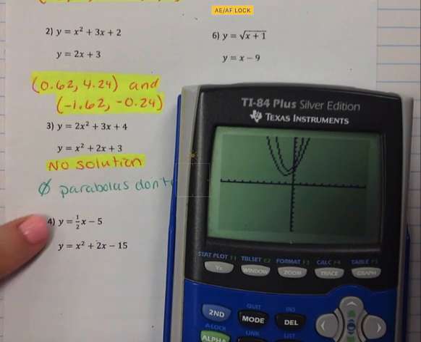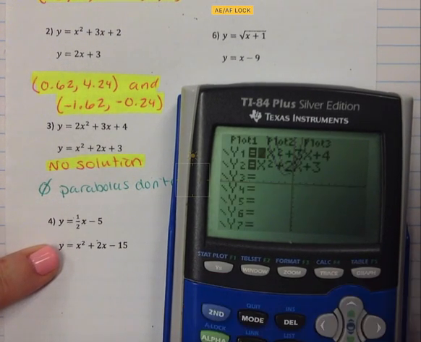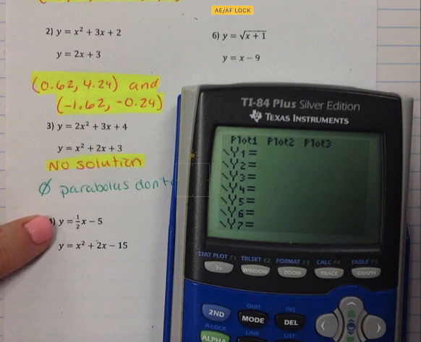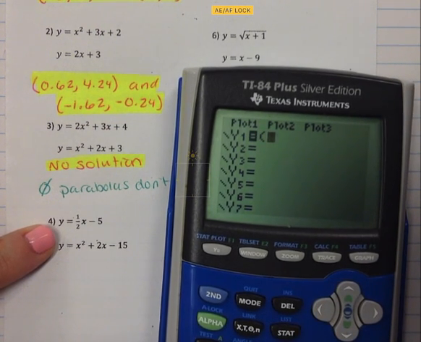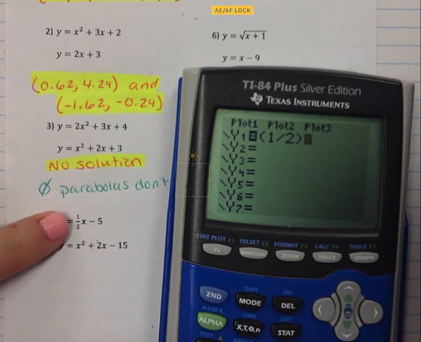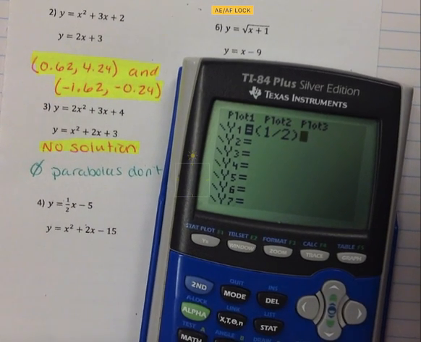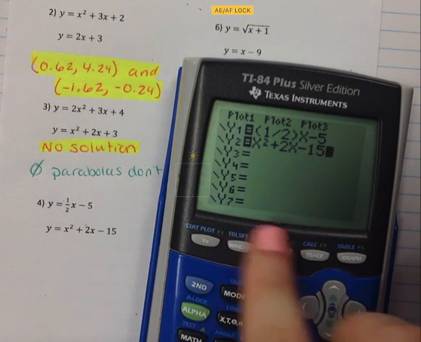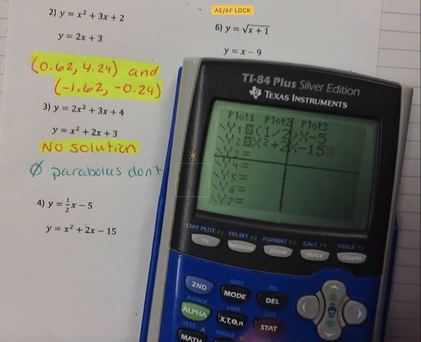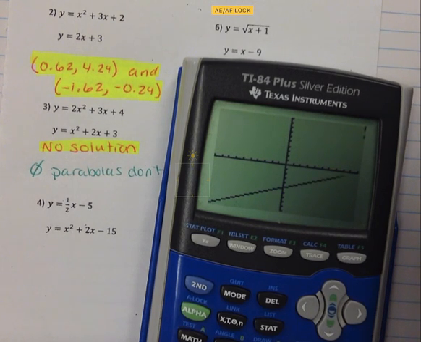On number 4, we have a line and a quadratic as well. So we're going to clear these out. These are already in y equals format, so that's good. We can put in the first one, 1/2. Now, a fraction should always have parentheses around it, just to keep them connected. X minus 5. And then on the second one, it's x squared plus 2x minus 15. Again, I'm going to press graph because I went back to Zoom 6. There's our line, and there is our parabola.